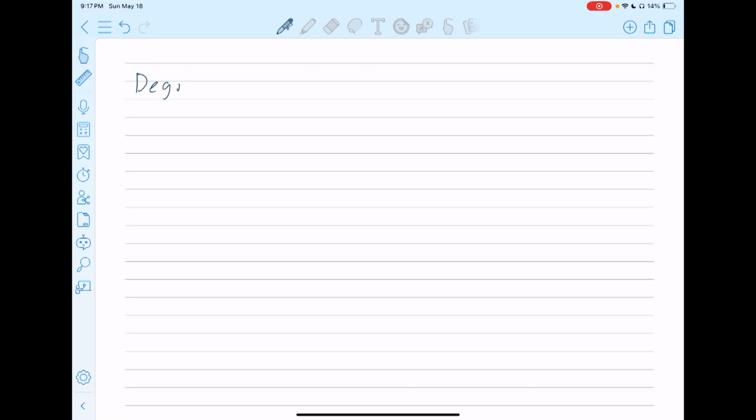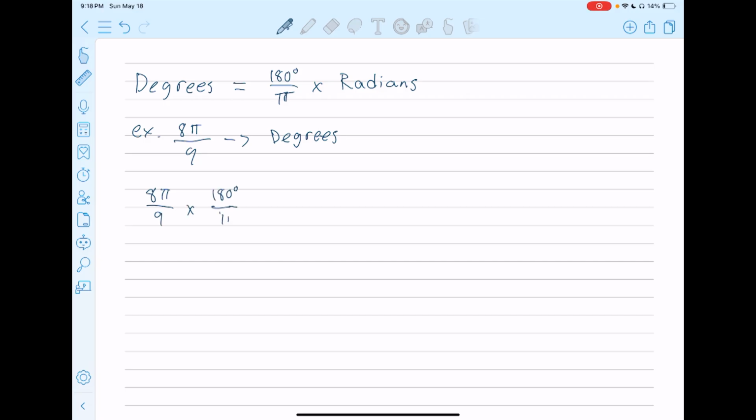Okay, let's go the other way now. So let's take our 8 pi over 9, and we want to convert it back to degrees. This time the formula is degrees equals radians times 180 over pi. So we do 8 pi over 9 times 180 over pi, and we're left with 160 degrees. And there you go, we're back where we started.